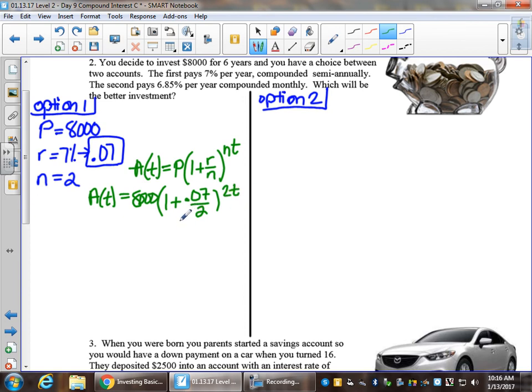Can I have what's inside parentheses? What is 1 plus 0.07 divided by 2? I heard you say it. I just need to hear it a little louder. 1.035 to the 2t. Oh, hold on. So that was the bell. I will finish. Sorry, let me let the bell go by.